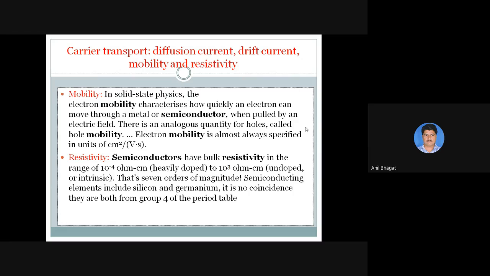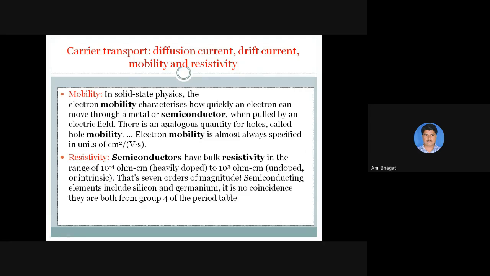And this mobility is denoted by mu. There are two concepts in that: pulled, you know, pushed and pulled by an electrical field. There is an analogous quantity for holes called hole mobility. You know that there are two mobilities in a device, due to two charge particles: electron mobility, mu n, small n, and hole mobility, which we call mu p. That's why there are two mobilities, mu n and mu p.